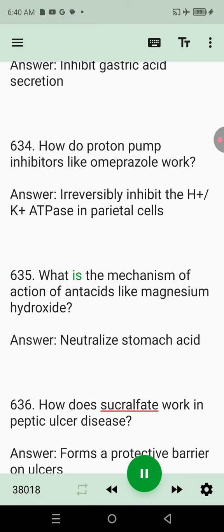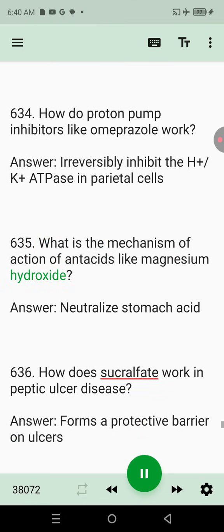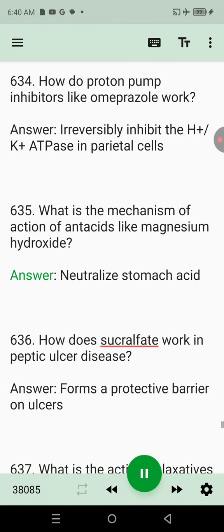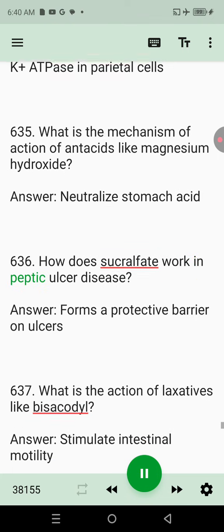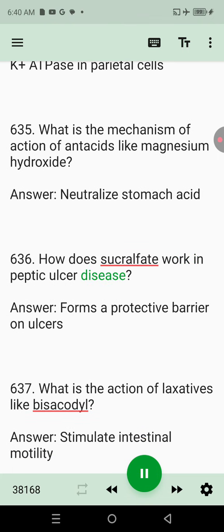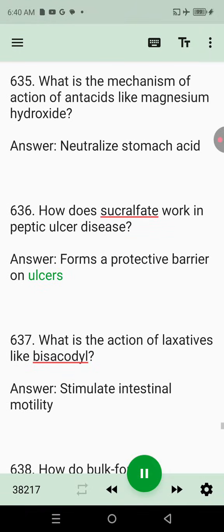635. What is the mechanism of action of antacids like magnesium hydroxide? Answer. Neutralize stomach acid. 636. How does sucralfate work in peptic ulcer disease? Answer. Forms a protective barrier on ulcers.